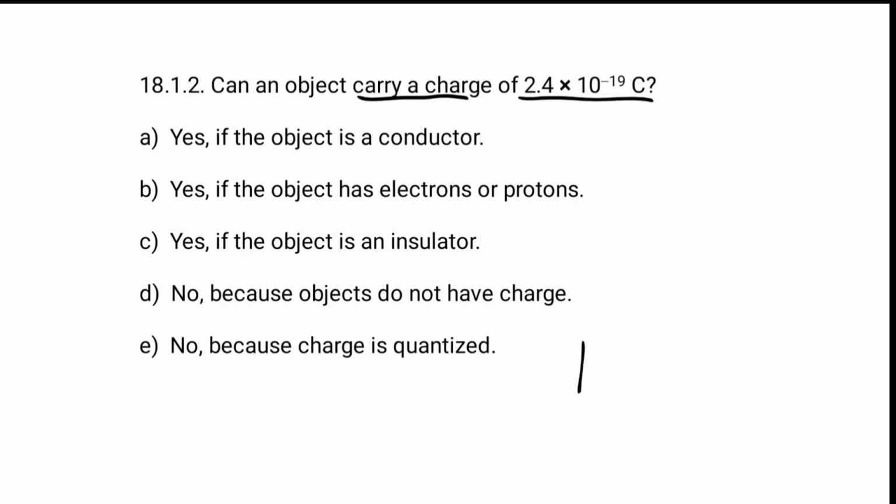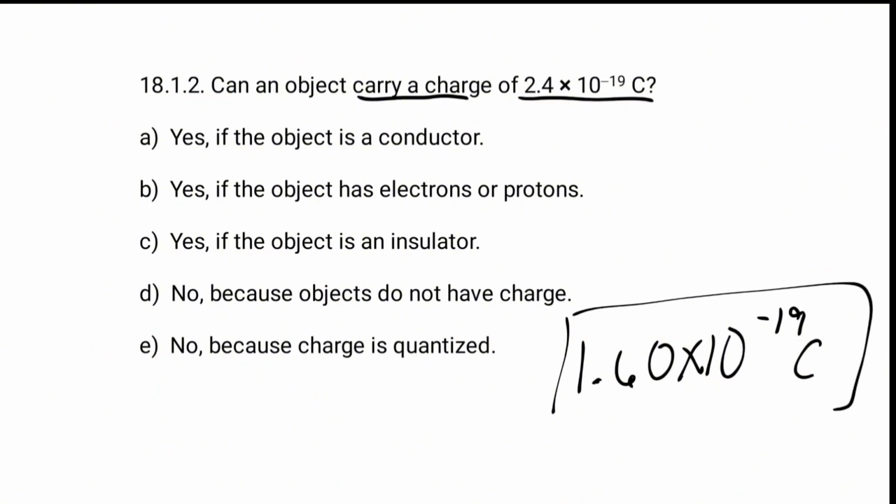1.60 times 10 to negative 19 coulomb is the only charge a certain object can carry because of the protons and electrons. More than that, let's say 1.621, that will be wrong, or 2.24 such as this one, or you go lower than this, then it cannot exist, because again all the charges of the protons and electrons are always quantized.